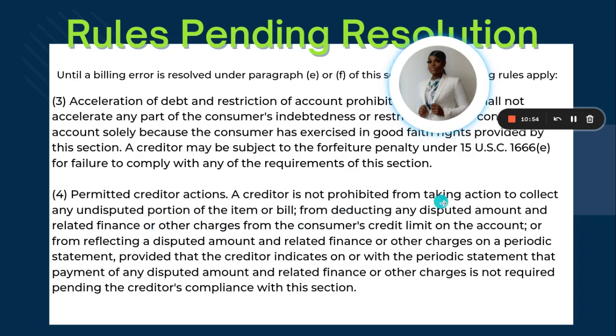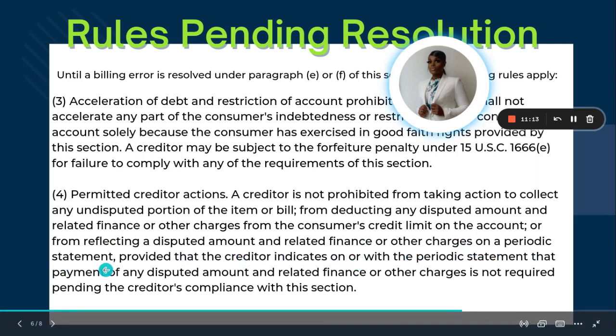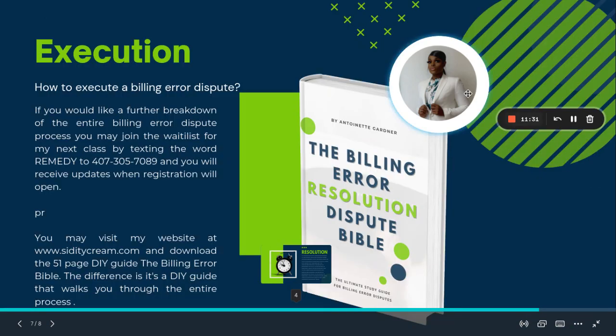So they are not prohibited from taking any action to collect any undisputed portion of the item or bill, from deducting any disputed amount in related finance or other charges from the consumer's credit limit or the account, or from reflecting a disputed amount in related finance charge or other charges on a periodic statement, provided that the creditor indicates on or with the periodic statement that the payment of any disputed amount in the related finance or other charges is not required pending the creditor's compliance with this section. So they have to be in compliance with this section.